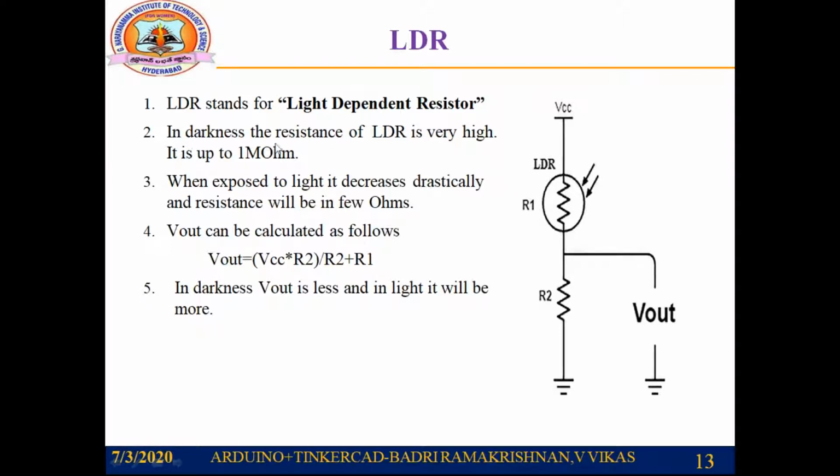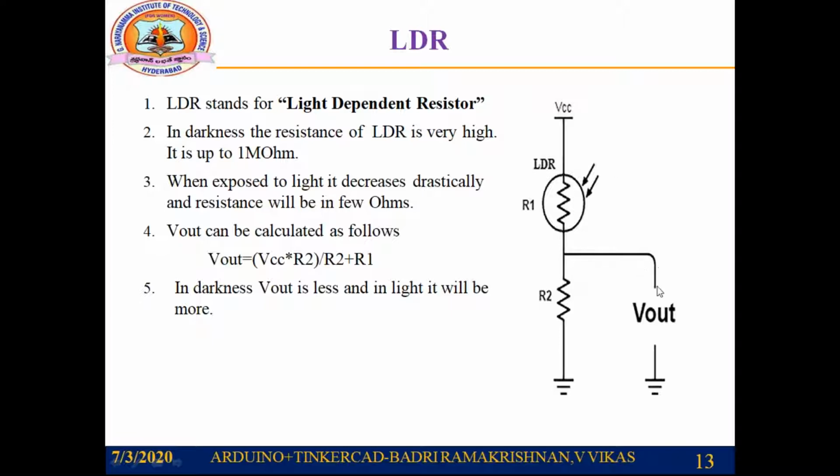Okay, in darkness the resistance of LDR is very high. It will be in the range of 1 mega ohm. And when this LDR is exposed to light, the resistance will decrease drastically, and it will be in the range of a few ohms. Maybe I can consider something like 50 ohms, 60 ohms.